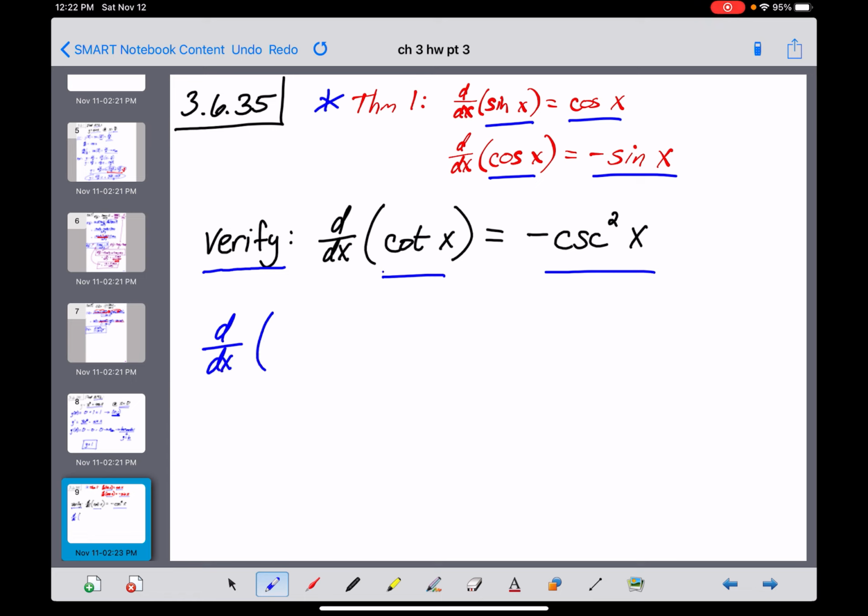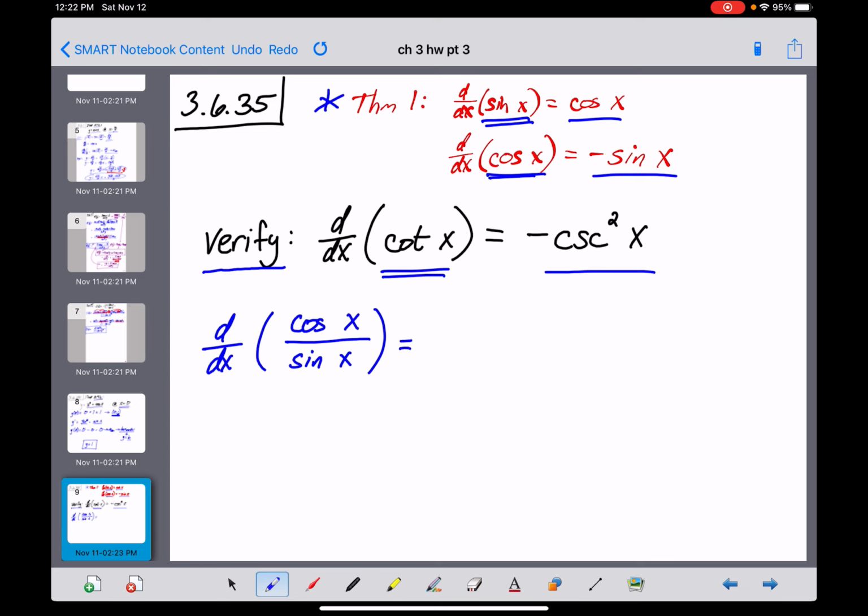So what I would probably do here, guys, is take the derivative with respect to x, and rewrite cotangent of x in another way. Cotangent of an angle is cosine of a particular angle, I should say the same angle, divided by sine of the same angle as well. And the reason I think it benefits us to rewrite cotangent that way is that we can use Theorem 1 now because we know the derivatives of both sine and cosine.